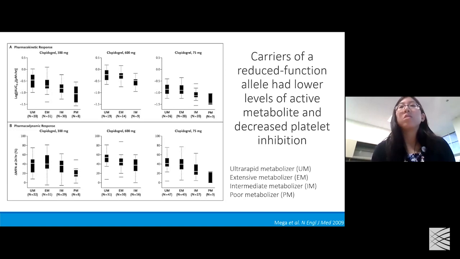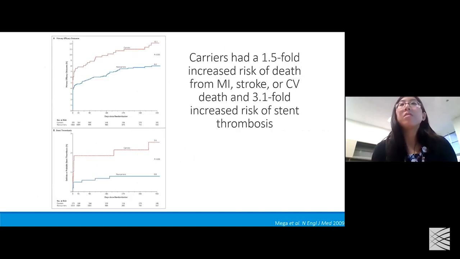Moreover, in panel B, which is the pharmacodynamic response in the same group of these healthy individuals who receive varying doses of Clopidogrel, panel B depicts the reduction in platelet aggregation across those different groups. And what you can see here again is that the carriers of the reduced function alleles had decreased platelet inhibition. And so these differences translate into clinical findings.